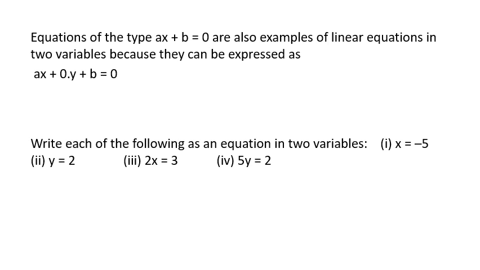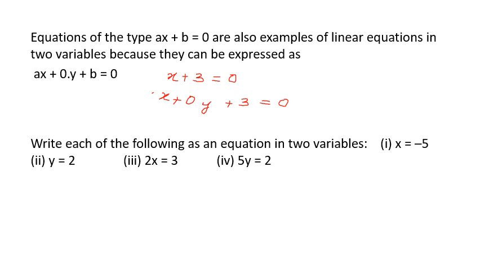Now, as I told you about equations of type ax plus b, that is x plus 3, they can also be expressed as linear equations in two variables because they can be expressed as ax plus 0y plus b. The equation that we are taking, the linear equation x plus 3 equal to 0, can be written as x plus 0y plus 3 is equal to 0. 0y is 0 only, so adding 0 doesn't make any difference. So this can be expressed in this form.